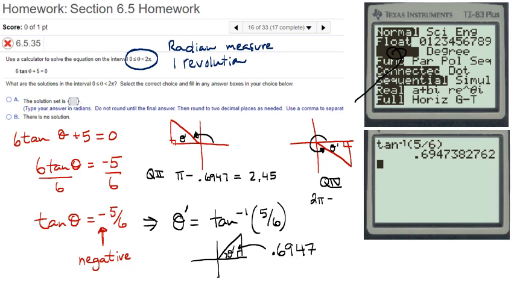That's the angle that I want. So in quadrant 4, the rule is you're almost at a full revolution. You're almost at 2 pi. And the gap is the reference angle. So we say 2 pi minus that reference angle.